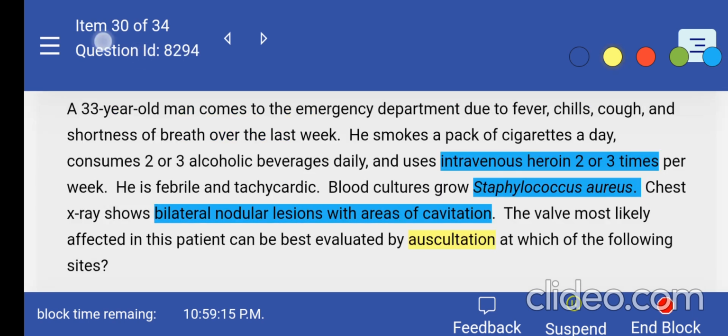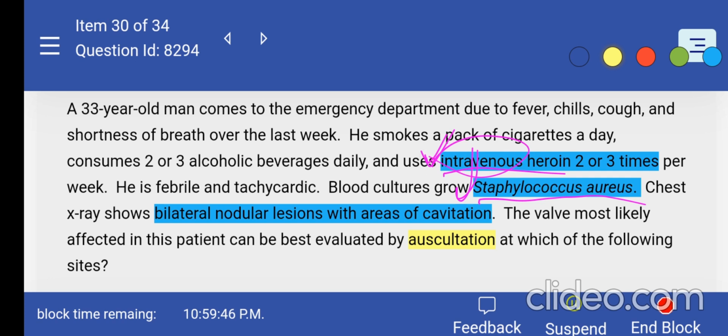Okay, so in question number 30, we have a 33-year-old man who comes to the emergency department due to fever, chills, cough, and shortness of breath over the last week. He smokes a pack of cigarettes a day, consumes 2 or 3 alcoholic beverages daily, and uses IV heroin. That means IV drug abusers, right? Point to be noted. He is febrile and tachycardic. Blood cultures grow Staph aureus. Important. It is related to IV drug abusers.